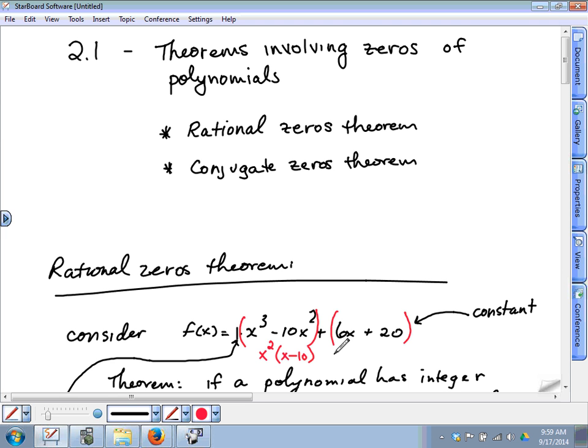One's a common factor, but what's the greatest common factor? 2, right? 2 divides into 6 and 20. Ooh, you guys are making me worried. I asked you the greatest common factor of 6 and 20.